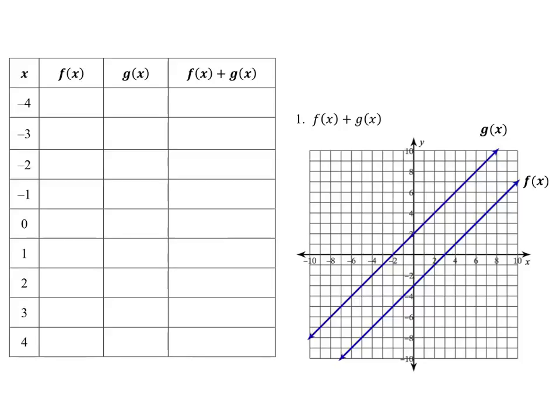So I have my x values on the left. So I'm going to start with f of x. If I plug -4 in for x, on the graph I have a -7. If I plug -3 in, it gives me a -6. As I keep doing these, this is what I get.